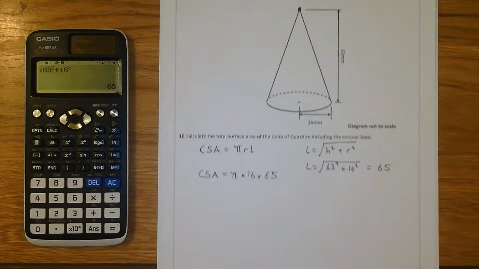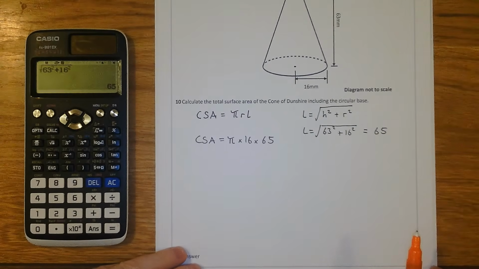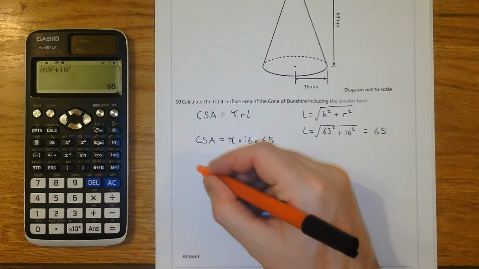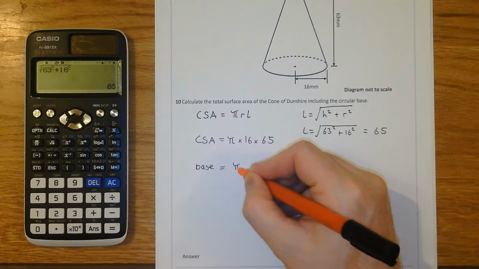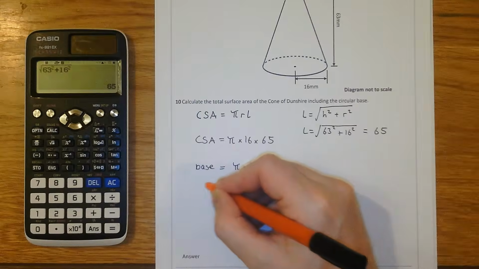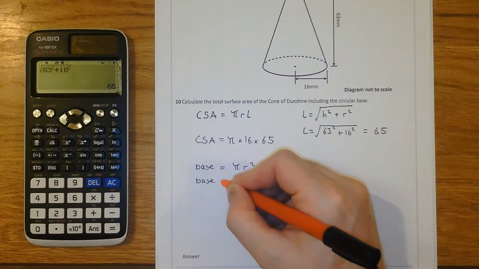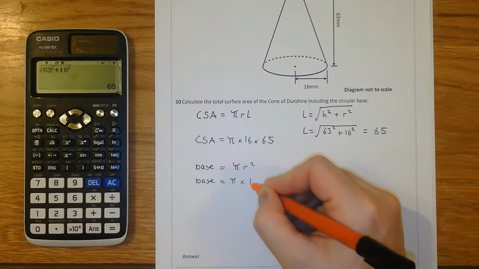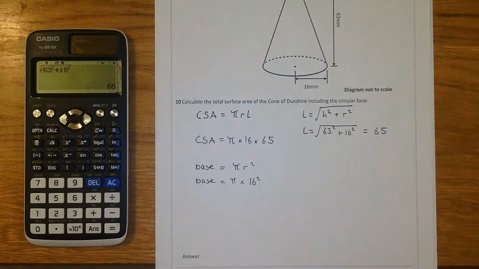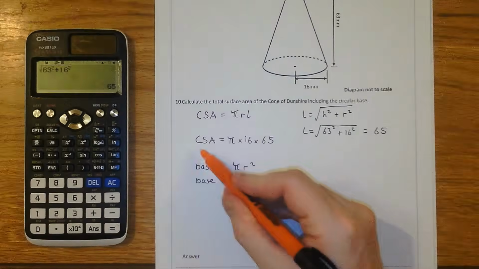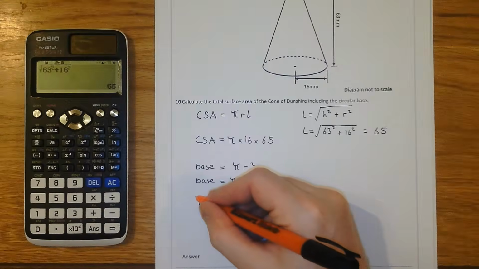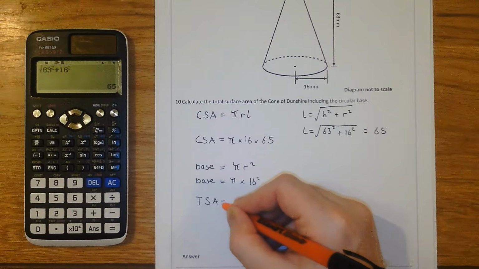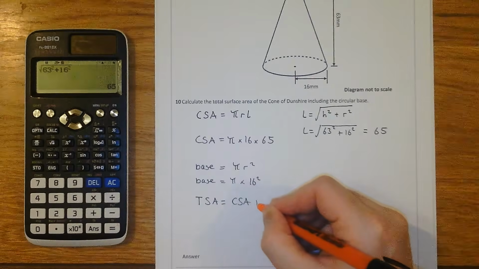What I'm now going to do is work out what the area of this circular base is. Now I know that the base is a circle, so it will have an area of pi r squared. That would be pi times 16 squared, because the radius is 16. Now that I've got the curved surface area, or an expression for it, and the base, I can get the total surface area by adding the curved surface area to the base.